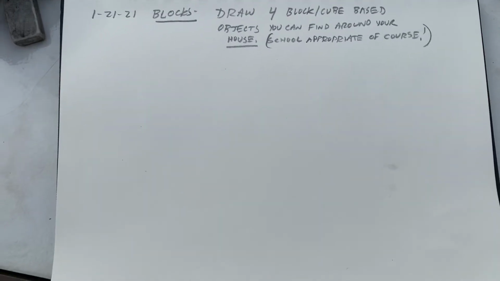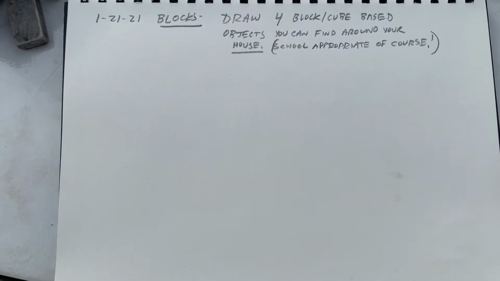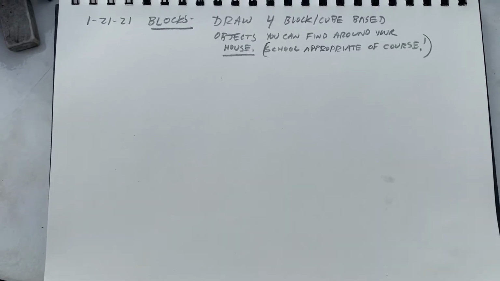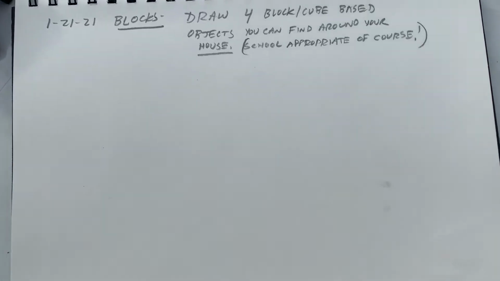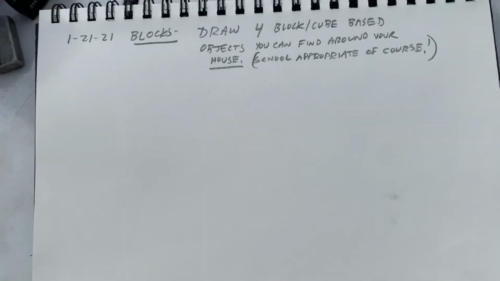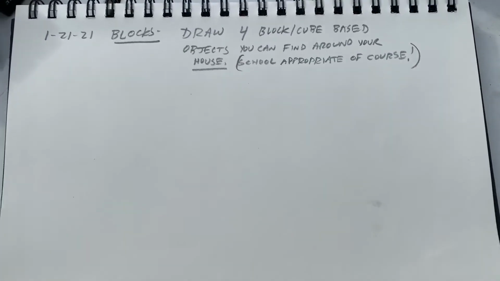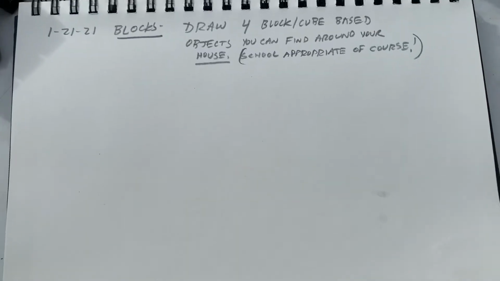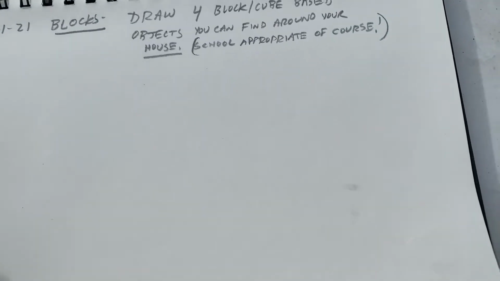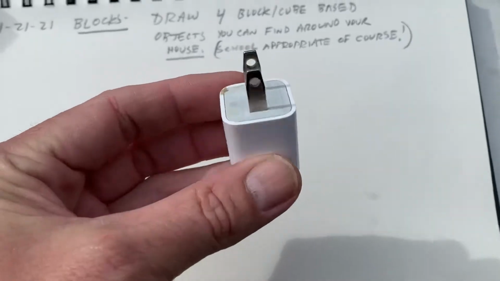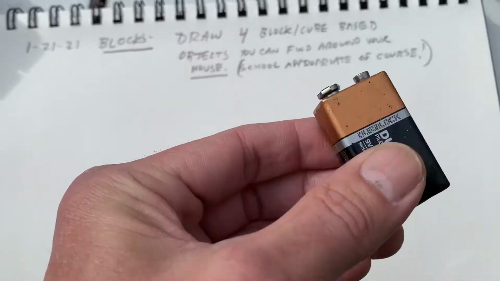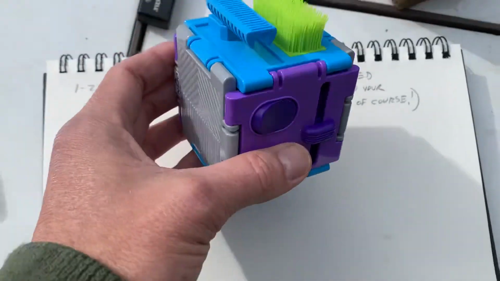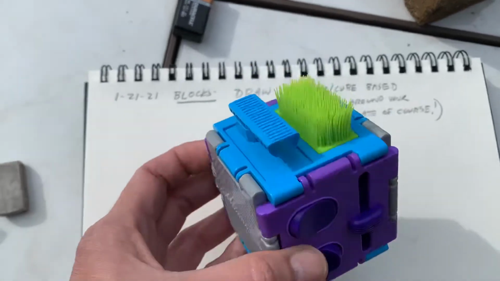cube-based objects you can find around your house, okay? So, jewelry boxes, erasers, square batteries, iPhone chargers. Again, look for objects that have a block-like form, like this charger, or even the eraser, or like a battery, or it might even be a toy or something like this, okay?